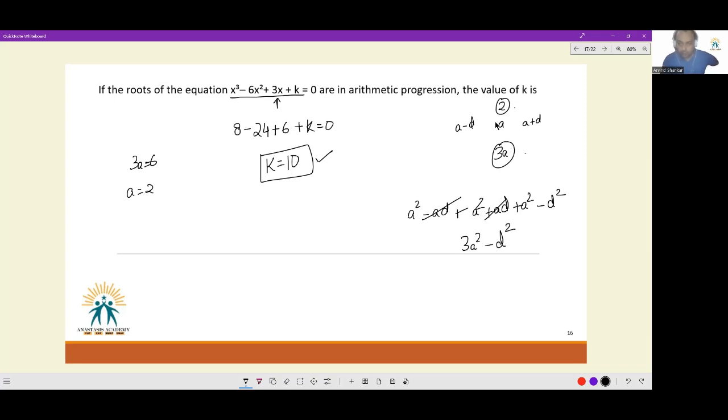A square we already knew to be 4. So this will turn to 12 minus d square is equal to 3, or d square is equal to 9, or d is equal to 3, which means the three roots are 2, 5 and minus 1. We could also do that. Although the question only limited itself to asking about the value of k, they could also have identified the other roots.